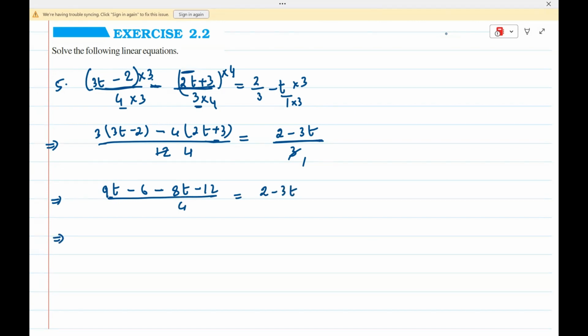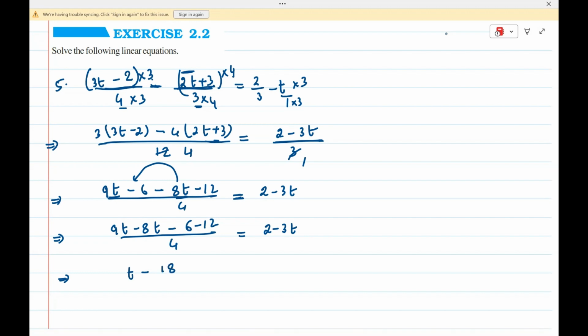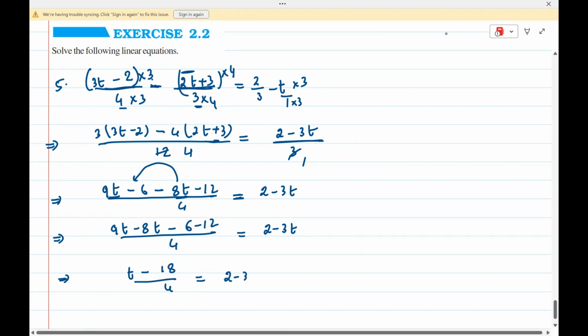Next step, here 9t minus 8t. See, here also I am shifting 8t here, but as it is not changing the side, side changing means when it is crossing the equal sign. Suppose 3t is coming this side, as it is crossing the equal sign, at that time we'll say that it is changing the side. Here also minus 6 minus 12 whole upon 4, and that is 2 minus 3t. This will give you 9t minus 8t is only t. Minus 6 minus 12 is minus 18, upon 4 is 2 minus 3t.